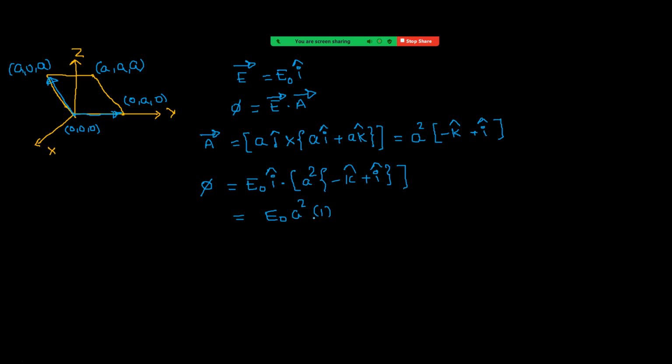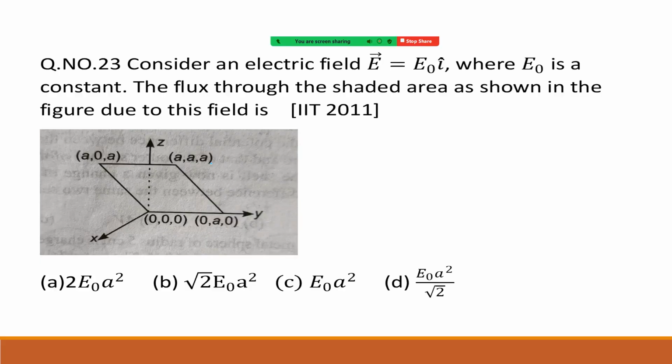See how we are starting the problem. E bar is given, so we focus on A bar, then E bar dot A bar, because it is a plane area and the field is uniform. So the answer is E naught a square. So the option is C.